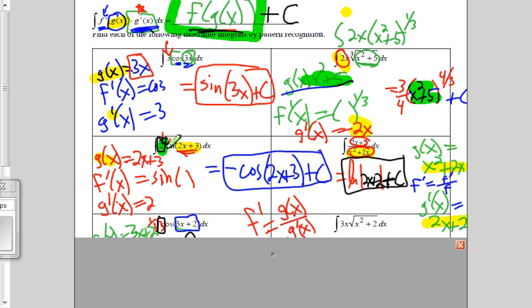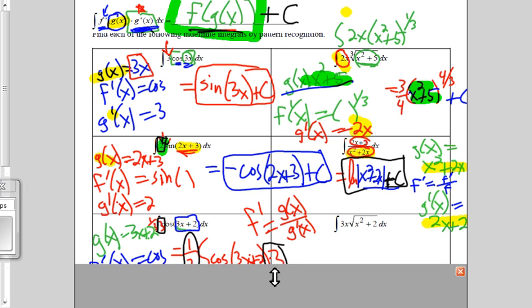Sorry, I got to change that right now. So the natural log of x squared plus 2x, because that's the g of x. So the outside function, that ln x, doesn't show up in the derivative part. So there's our plus c. Okay? Let's look at the next two.